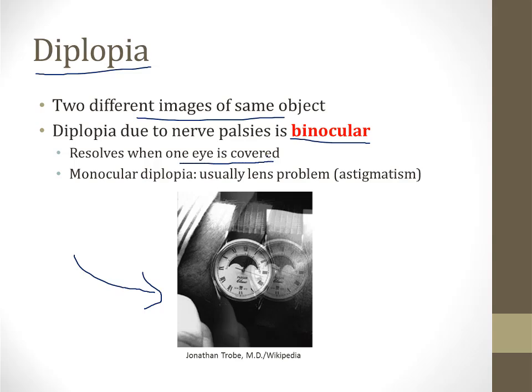So when a patient presents to clinic with diplopia, one of the first things you do is ask them to cover one eye and see if the diplopia goes away. If the diplopia persists when the patient covers an eye, that is monocular diplopia. That's usually a lens problem like astigmatism. In all of the nerve palsies we'll discuss in this module, the diplopia goes away when the patient covers one eye. That's because it requires both eyes for the diplopia to occur. Therefore, it is said to be binocular.